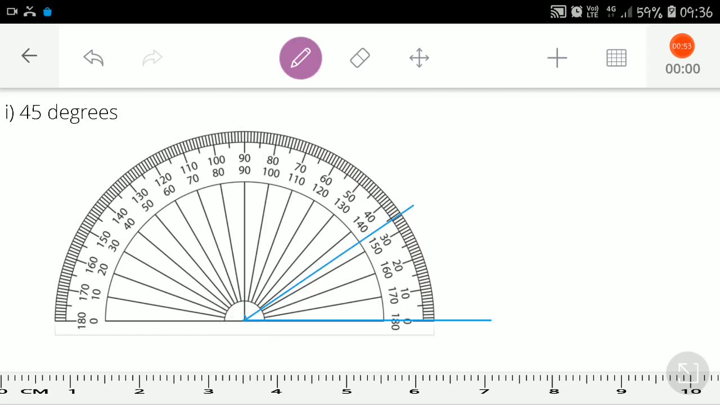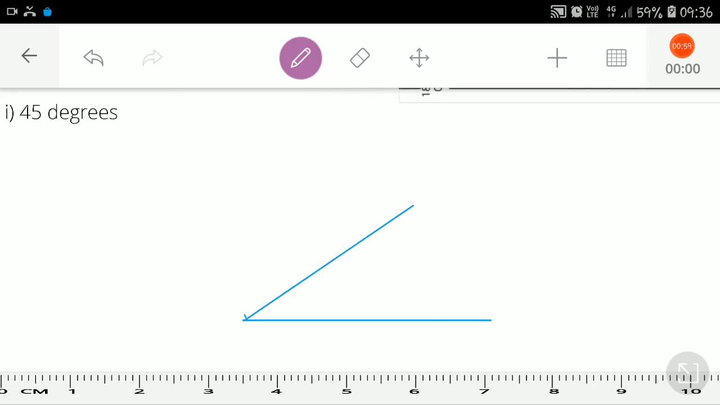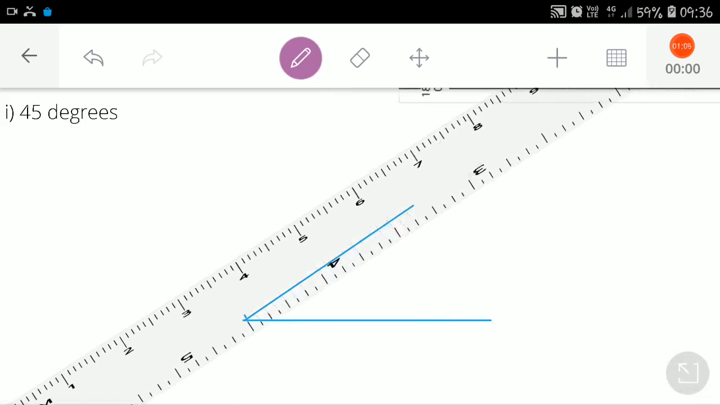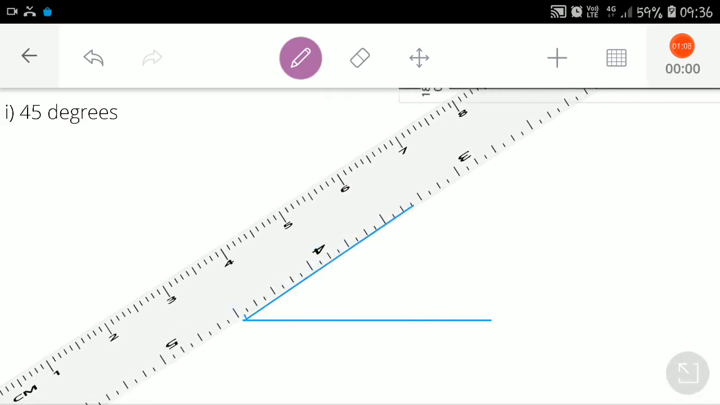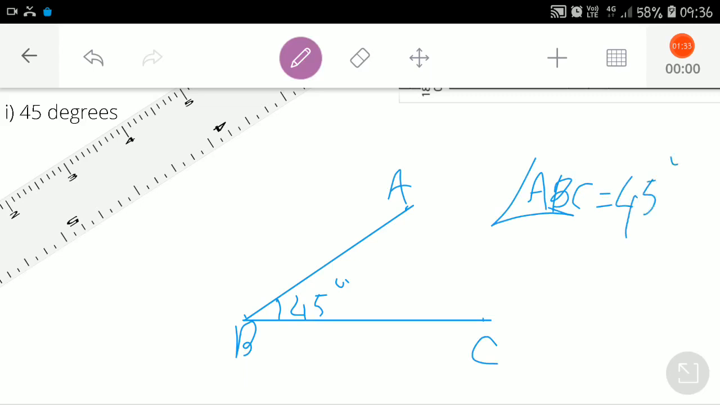So you are going to keep a point here and then move the protractor, and then you must take your scale, keep it like this, and then draw the line. Okay, children, and then only you are going to join this line. And then we should mark this as angle 45 degrees. If you want, you can name it also. Shall we name it? I am going to name it as A, B and C. So angle ABC is equal to 45 degrees. Clear, children?